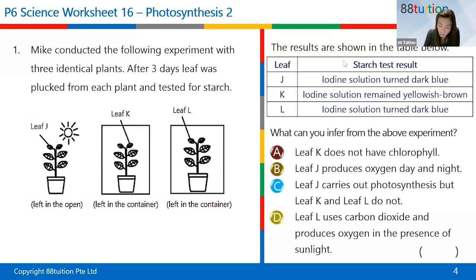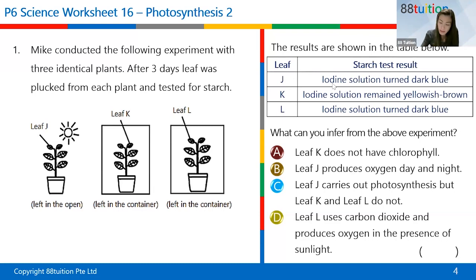So the results are shown here: leaf J, then K, and then L. Starch test result. We use iodine solution to test for starch. Iodine is actually yellow-brown in color. If starch is present, you get a blue-black or dark blue color. Don't write down black. It has to be blue-black or dark blue. Blue-black, in fact, is a better word for you to describe the color for the starch test.